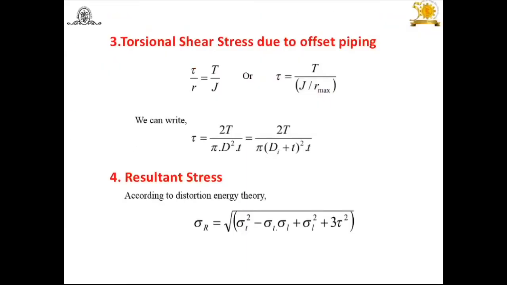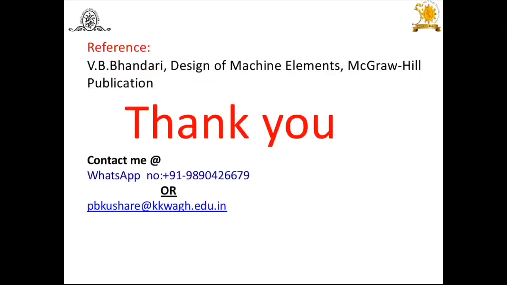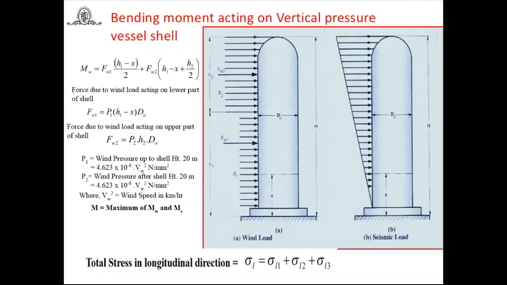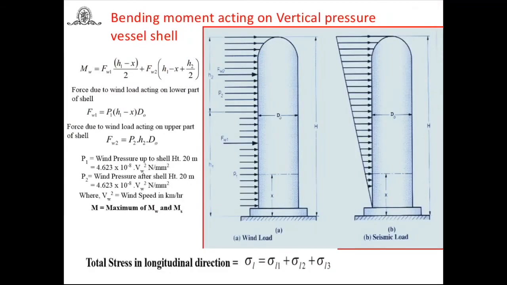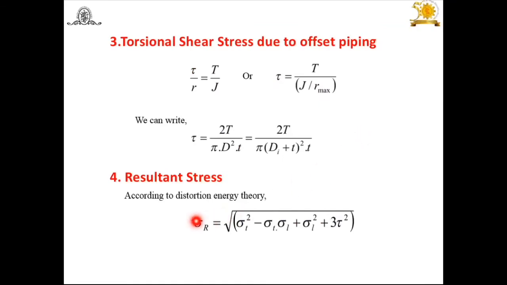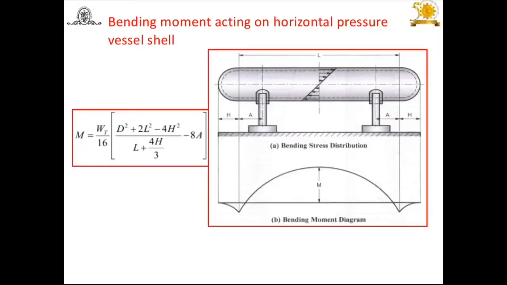You can substitute here and check that this resultant stress should be less than the allowable stress for the given application. All these values should be within the limit, and then you can say your design is safe. That means in this way, by calculating the circumferential stress, longitudinal stress and bending or torsional stress, we can find out the resultant stress induced while designing it.